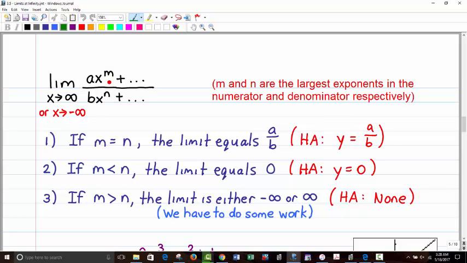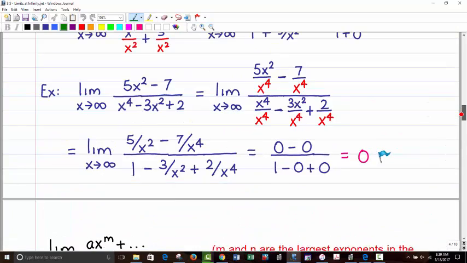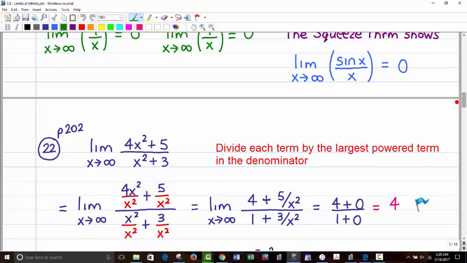If those two exponents are the same, the limit will equal the ratio of the coefficients, a over b. And then, of course, the horizontal asymptote would be y equals a over b. Once again, remember that the asymptote has to say y equals. The limit's just a numerical value. So go back up here. Like you see that example, and I'll go back to another one. So really this 4x squared plus 5 over x squared plus 3, you could get that limit in about 2 seconds maximum. Because you see they're the same x squared, 4 divided by 1 is 4.